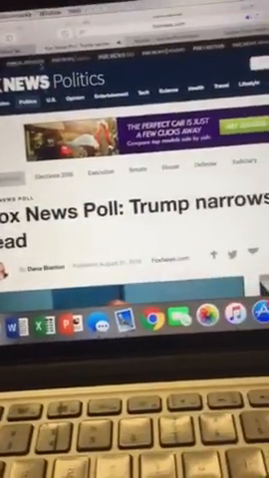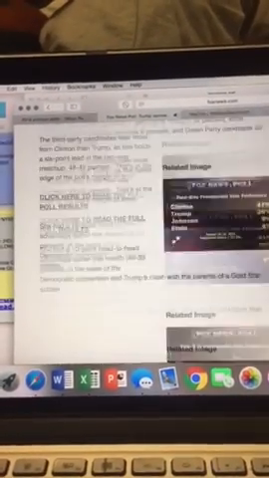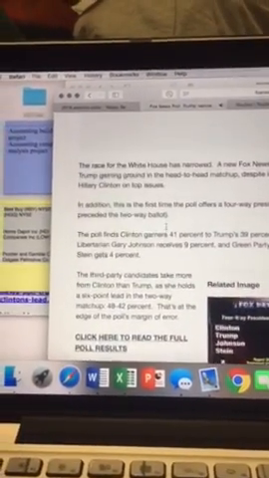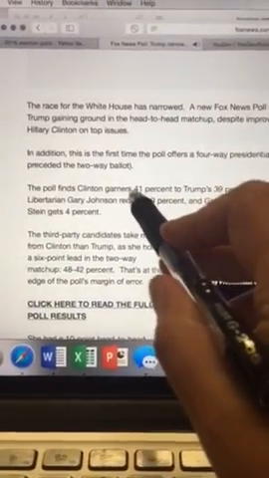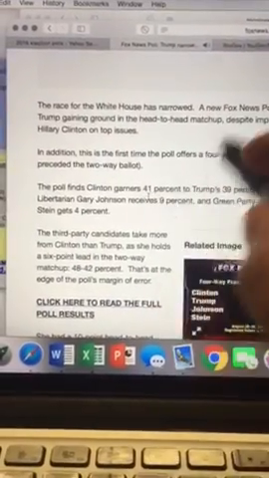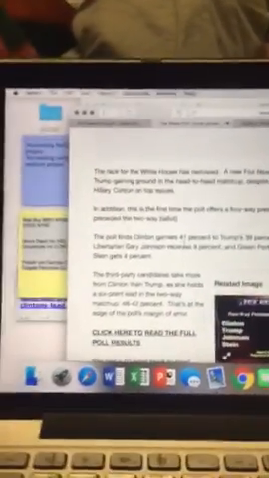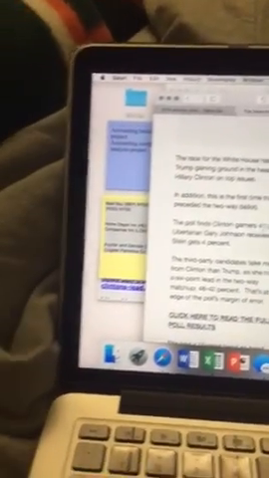Here, I'll show you an example. My article here is the Fox News poll, Trump narrows Clinton's lead. Here it shows that Clinton has a 41%. That's the proportion, so that is the p hat, and that's p hat 1, which I have here, is 0.41.